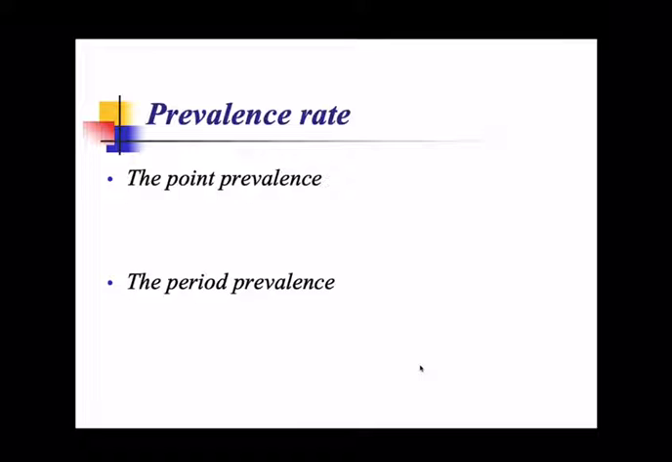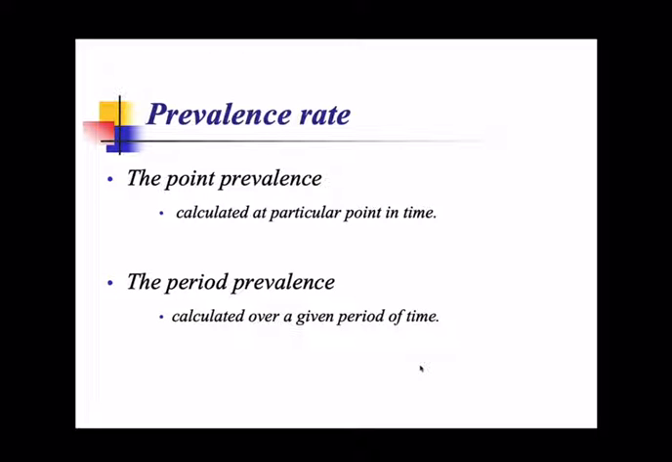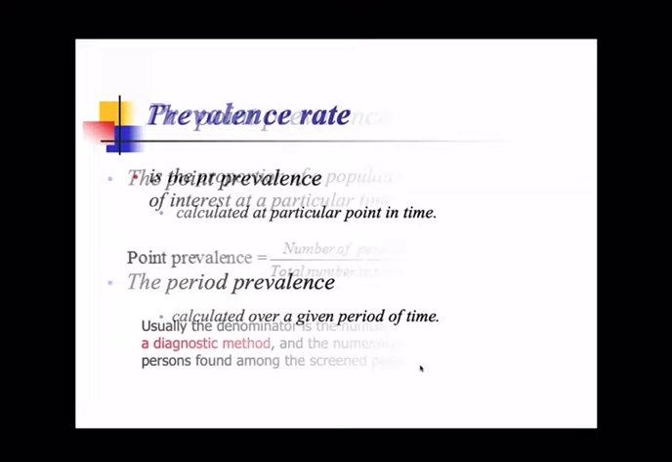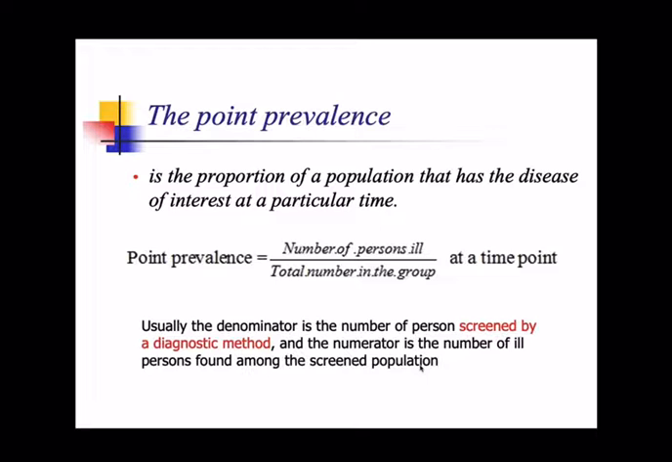Prevalence rate may be calculated at a point in time, which we call point prevalence, or over a given period of time, which we call period prevalence. Point prevalence is the proportion of a population that has the disease of interest at a particular time. Usually, the denominator is the number of persons screened by a diagnostic method, and the numerator is the number of ill persons found among the screened population.